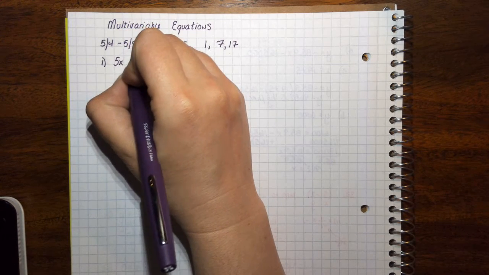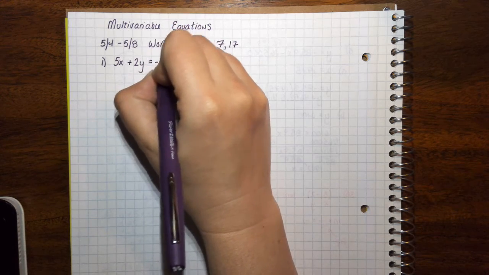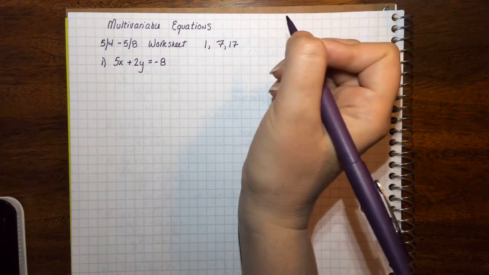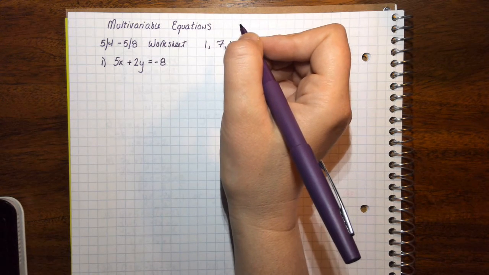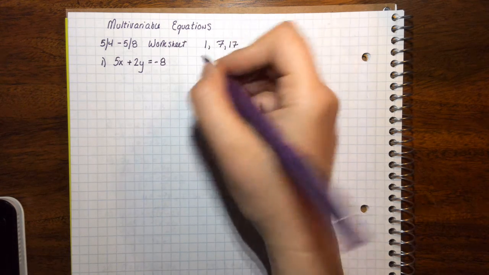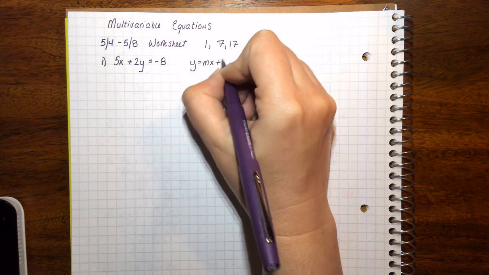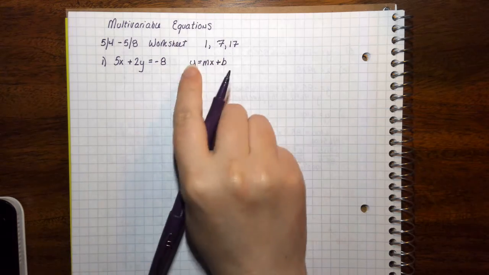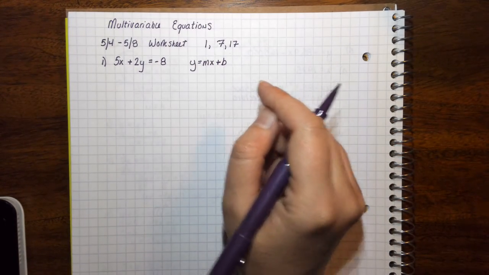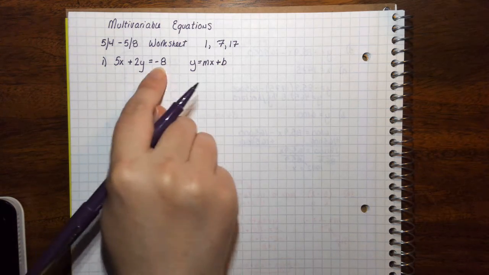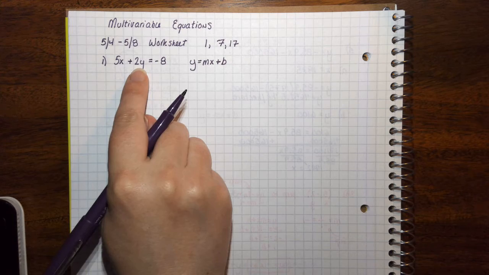5x plus 2y equals negative 8. Remember last week I said you can't really solve this. The directions say write the slope-intercept form. So what that means is rearrange it so it looks like y equals mx plus b form so that it can be graphed.